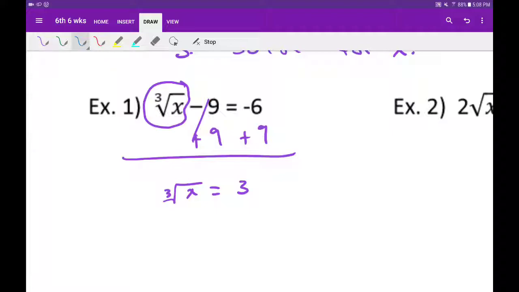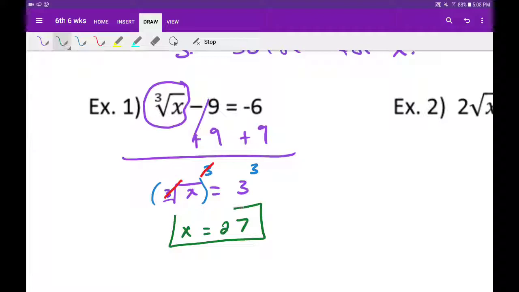And now to get rid of this radical, we're going to raise it to power 3, and notice how the index matches. Do it to one side, you got to do it to the other. All right, so the radical 3 and the powers cancel. We get x coming out. 3 cubed is 27, and this will be our answer here.